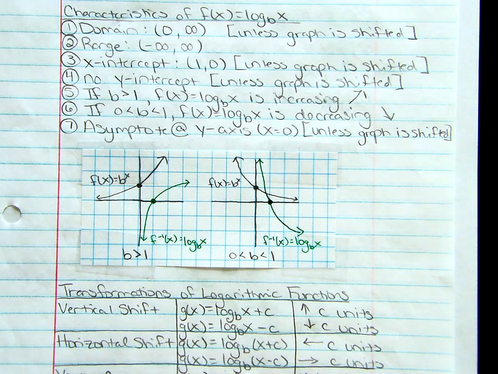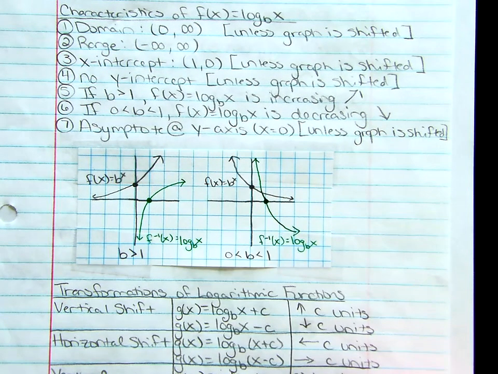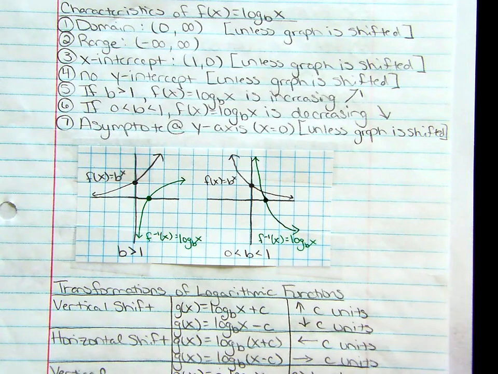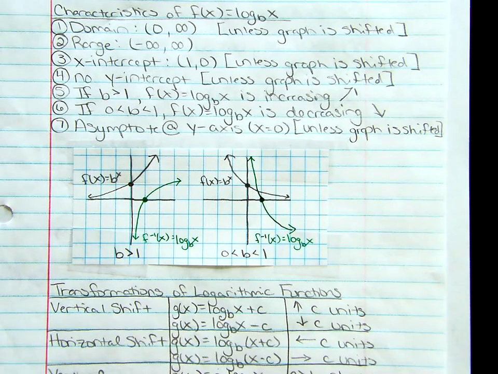If our base is positive, if it's greater than 1, then we have an increasing function. That's what happens over here. If our base lies between 0 and 1, so it's a fraction, we're going to have a decreasing function. So that's all good information to have, because you are going to have to graph some of these.